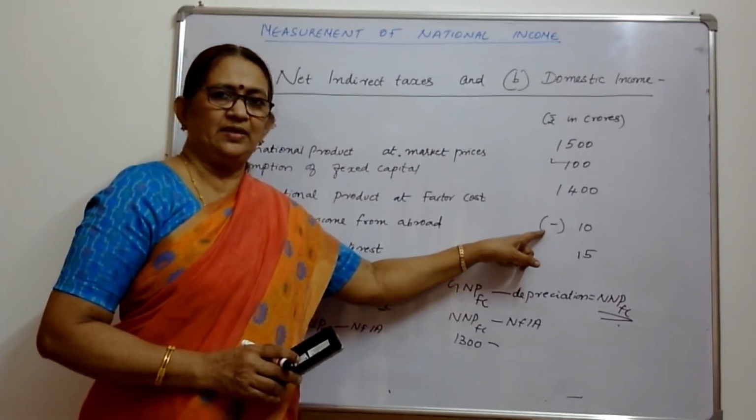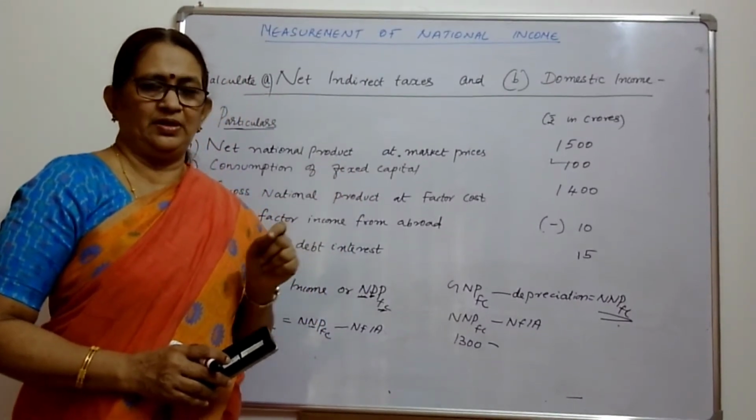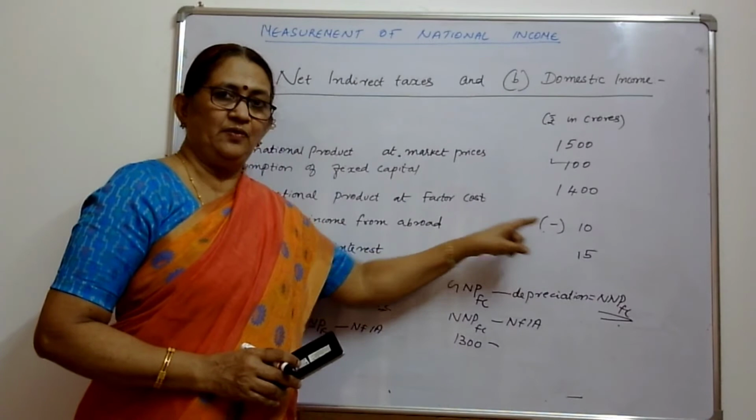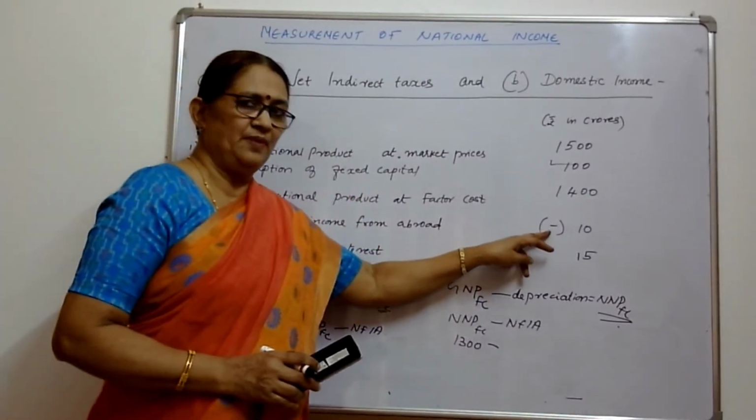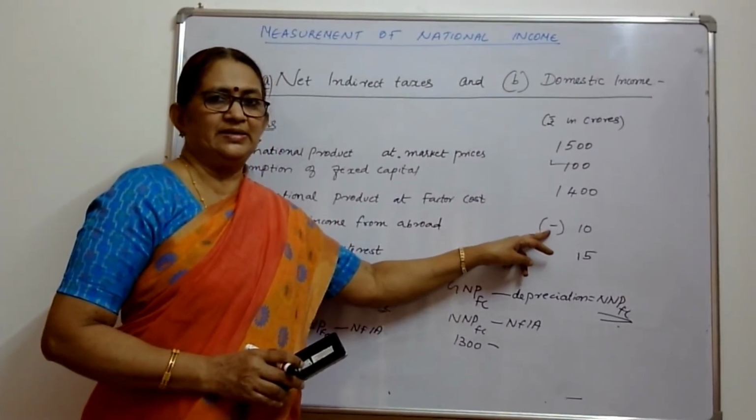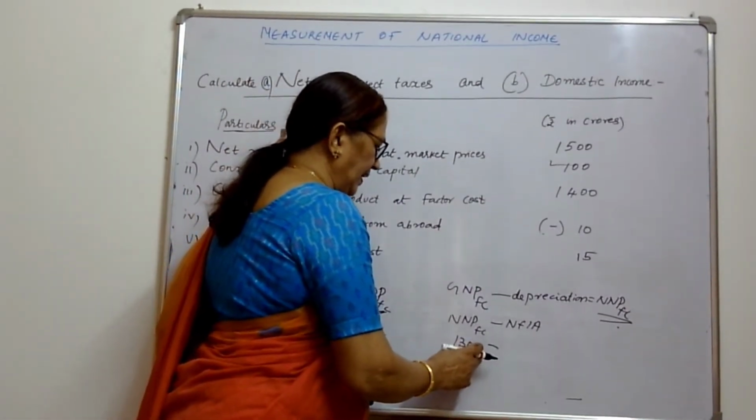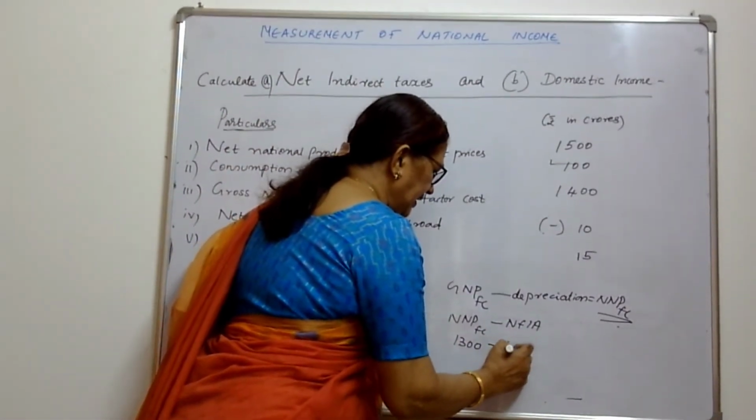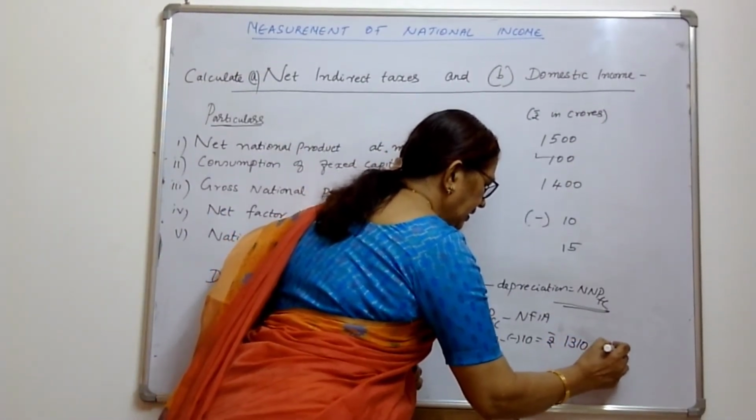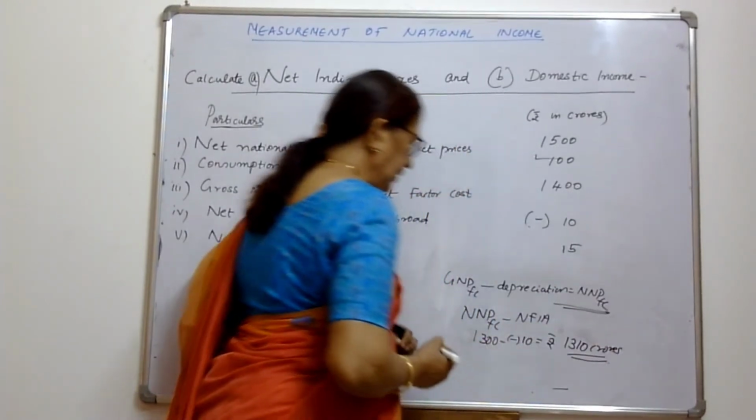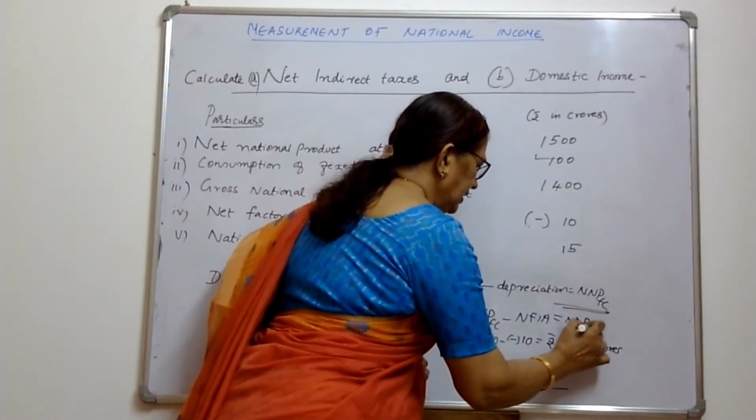How is net factor income from abroad calculated? Income from abroad minus income to abroad. NFIA becomes negative when income to abroad is greater than income from abroad. So here income to abroad is greater. That is why it is a negative value. Okay. So 1300 minus negative 10 means 1310 crores is NDP at factor cost or domestic income.